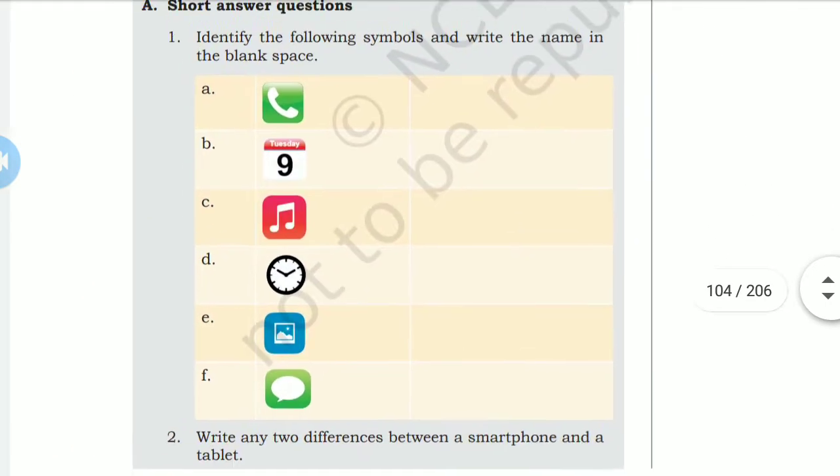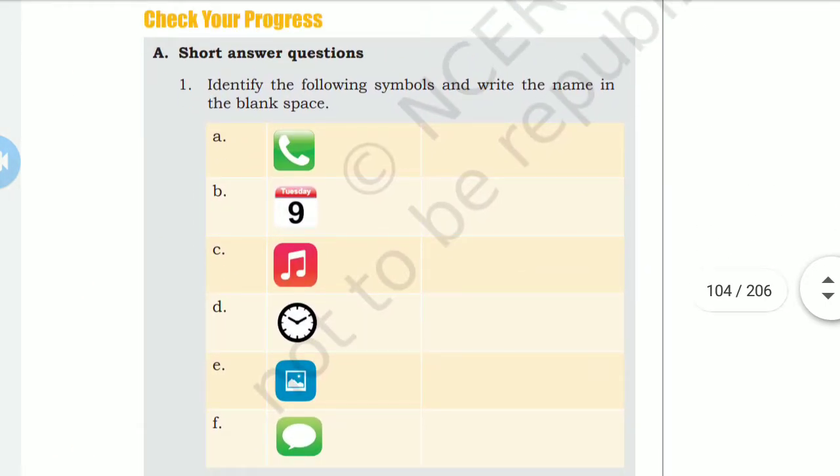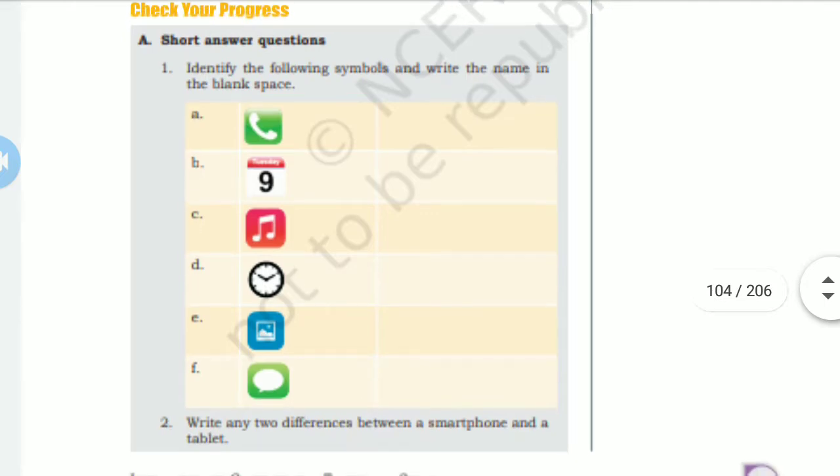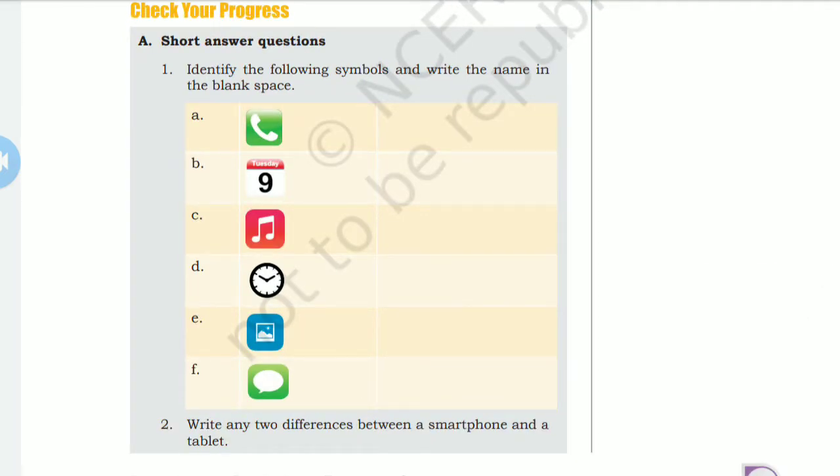Okay, so we will move towards the exercise. Check your progress. Short answer questions: identify the following symbols and write the names in the blank space. All of you just go through the PDF, you can easily understand these icons and their meanings. Write any two differences between smartphones and tablets as we have discussed.